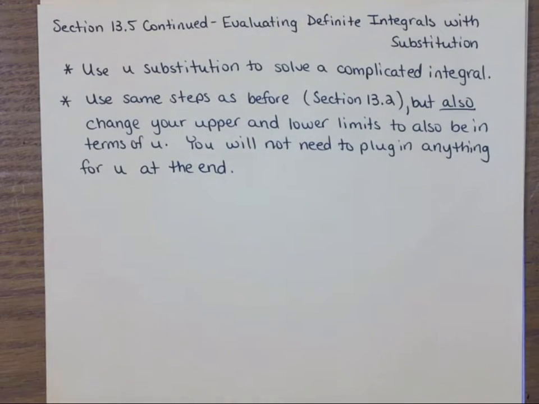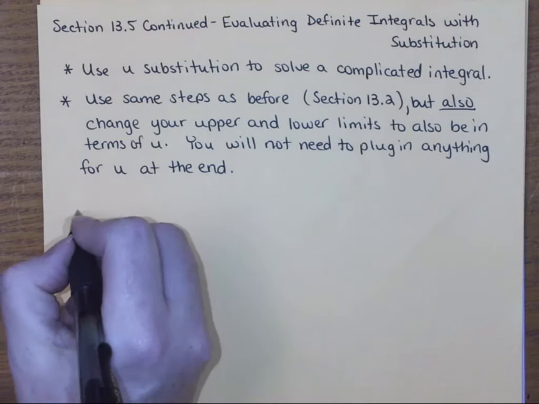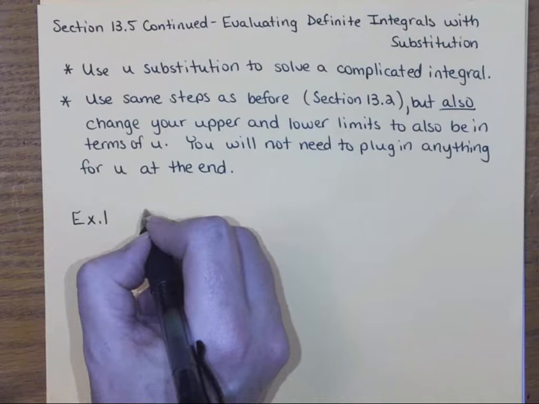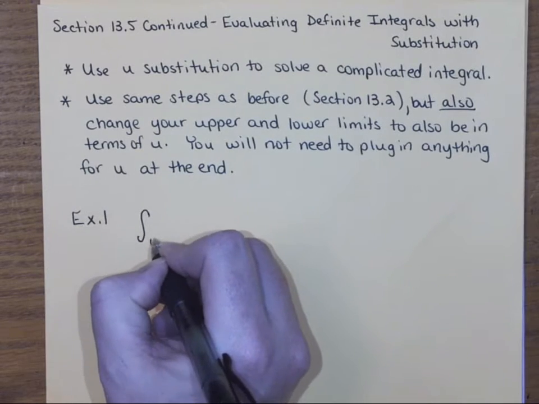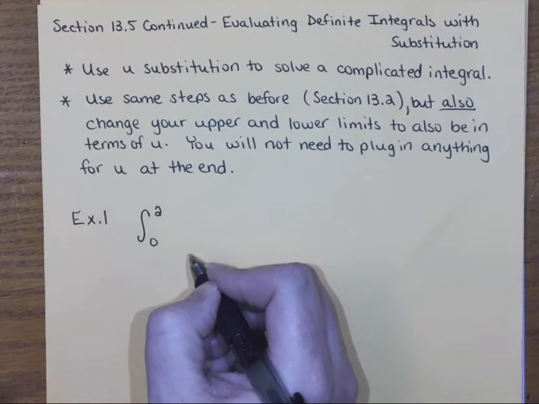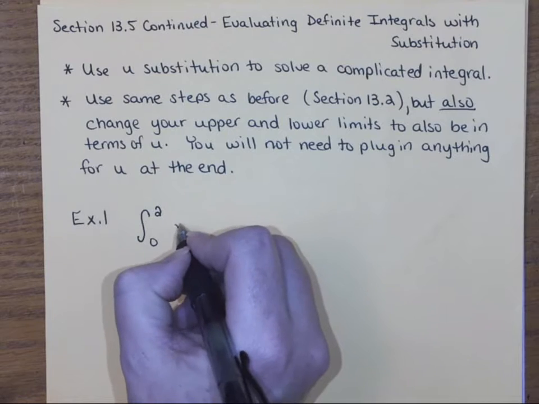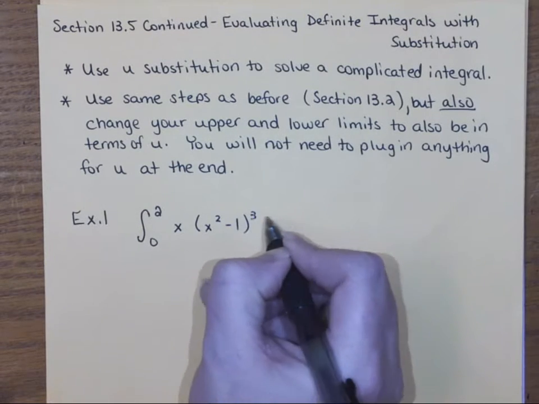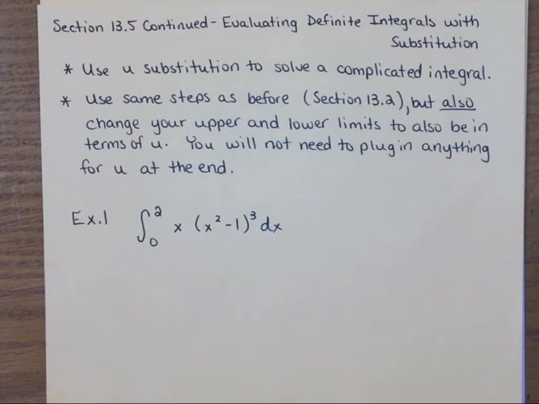So I hope you'll watch this video and actually pay attention to the process, because there are a couple spots you can kind of get messed up if you don't pay attention. But certainly go back and rewatch the video for 13.2 if you were a little shaky on this topic. But let's find the antiderivative from 0 to 2 of x times x squared minus 1 to the third power dx.